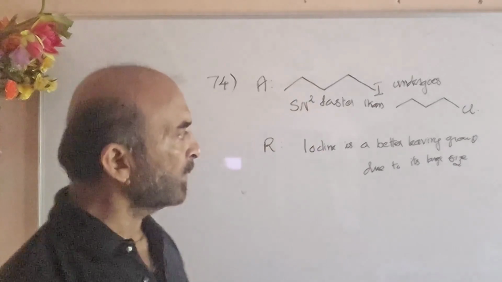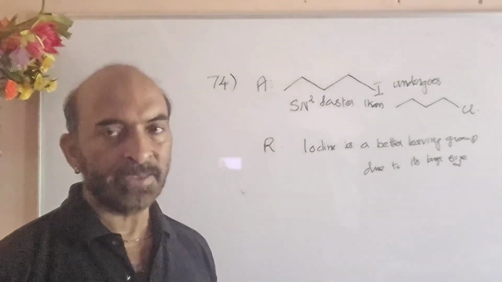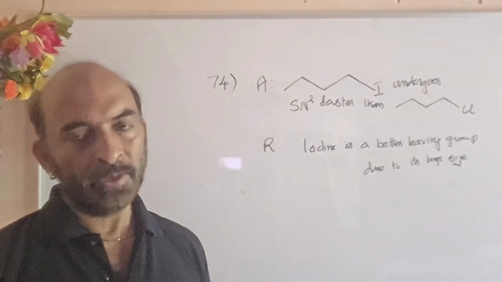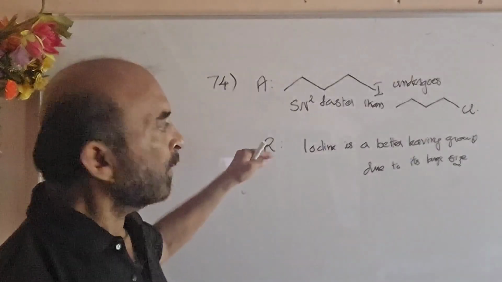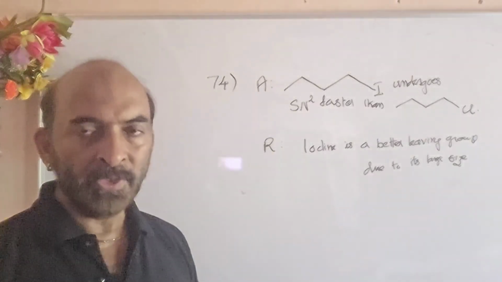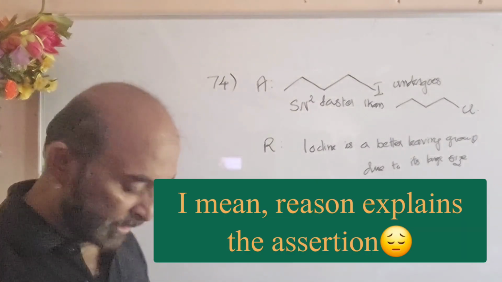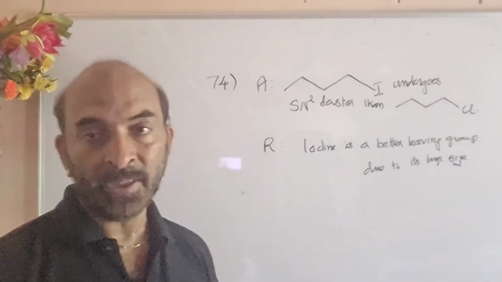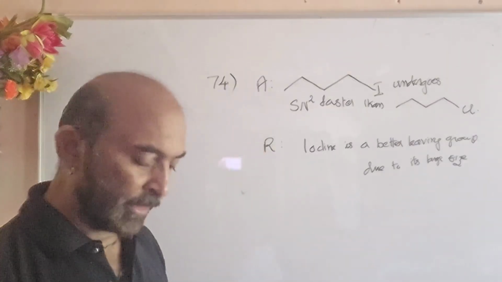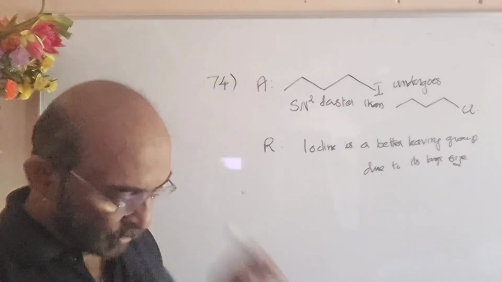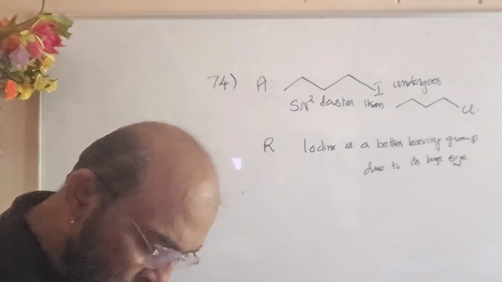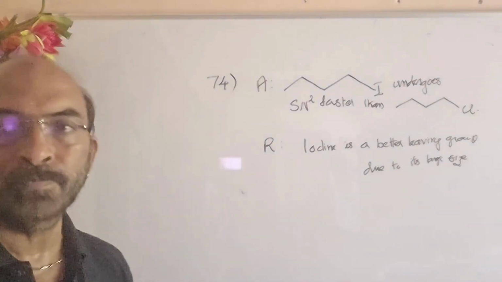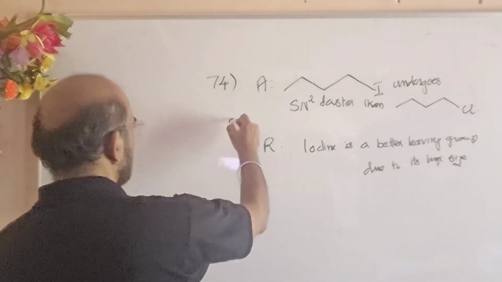Reason: iodine is a better leaving group due to its large size. Reason is also correct. And the assertion is explained by the reason, so both assertion and reason are correct, and the reason justifies the assertion is your option here. So the correct option here is 2. Okay, 2 is your answer.